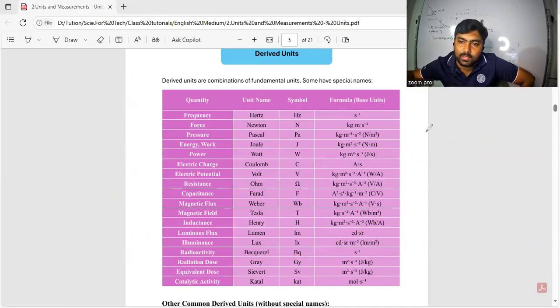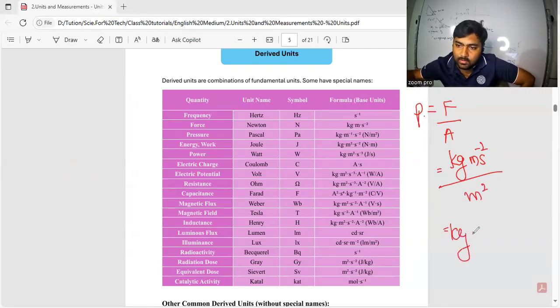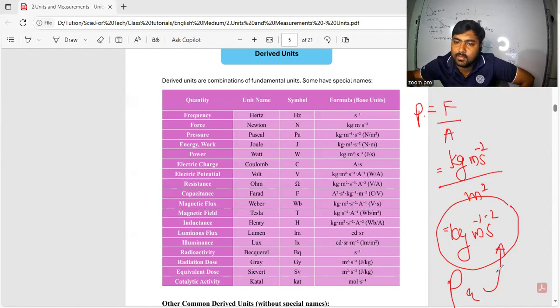Then think like this: pressure. Pressure is force divided by area. Force is kg m s^-2, divided by m^2. Then the final answer should be this. Instead of writing this, we can just write Pascal. Understood? We can just write Pascal. Did you understand?